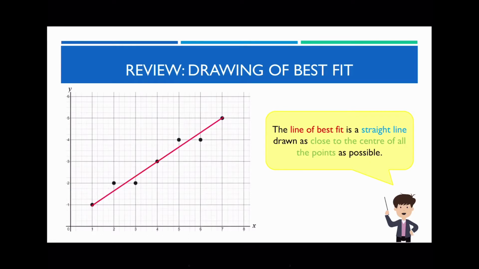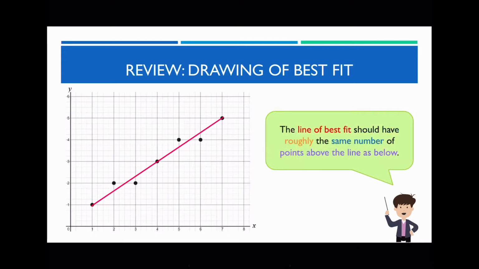Remember, everyone's line of best fit is going to be quite subjective. It is going to differ slightly, but keep in mind when you are drawing the line of best fit, what you're trying to aim for is roughly, and that's the key word here, the same number of points above the line as below the line. So what do I mean by this?